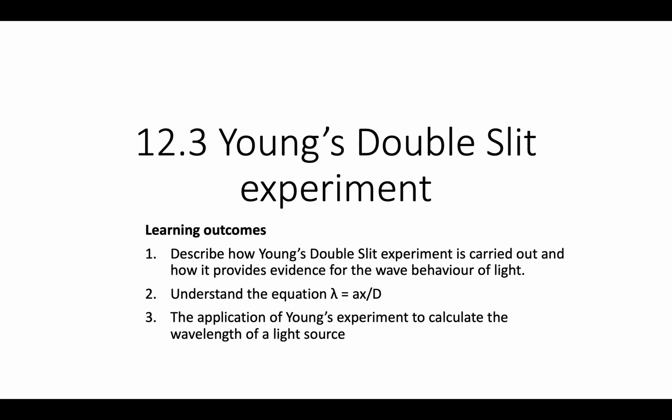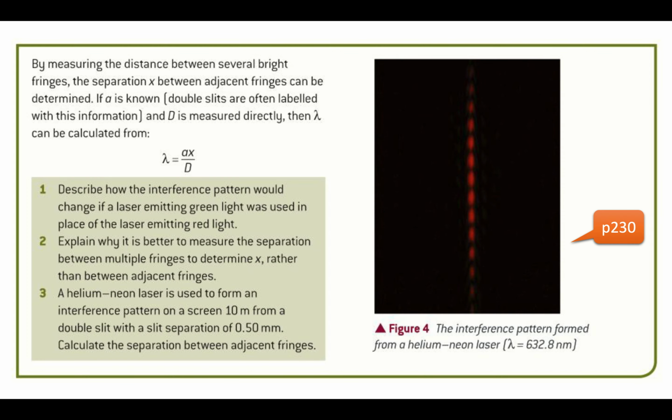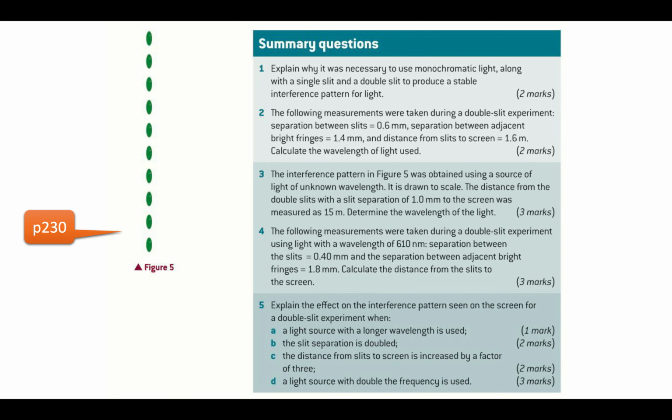And then finally, you need to be able to apply all this to actually calculate wavelength in a practical situation. So to that end, we'll turn to the textbook. This is all on page 230. I'd like you to answer those questions there, and I'd like you to upload those onto ClassCharts for me, please. When you've done that, I'd like you to do the summary questions from the same page. And again, could I have that ideally in a single document onto ClassCharts?